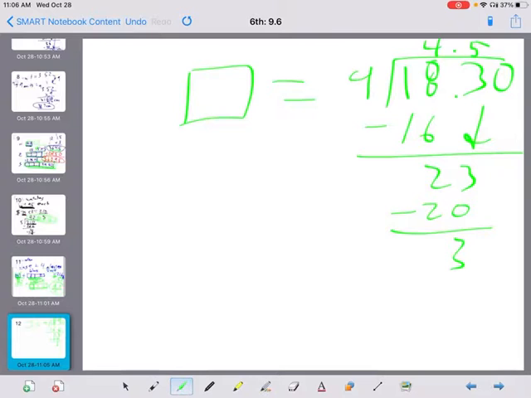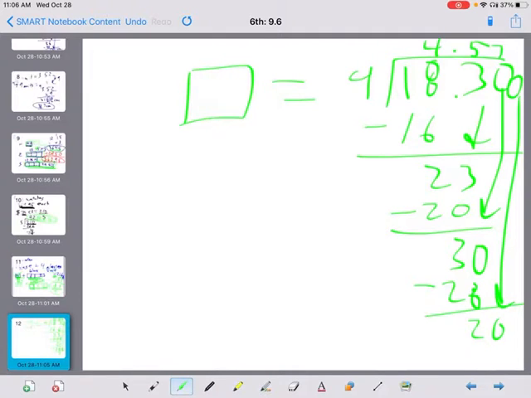Wow, am I done? No. Remember, there's an infinite amount of zeros here. You keep on dropping them down. 4 goes into 30 how many times? 7. 7 times 4 is 28. I get 2. What am I doing? Dropping down again. 0, 4 goes into 20 how many times? 5 times. 5 times 4 is 20. Oh, man, I'm finally done.